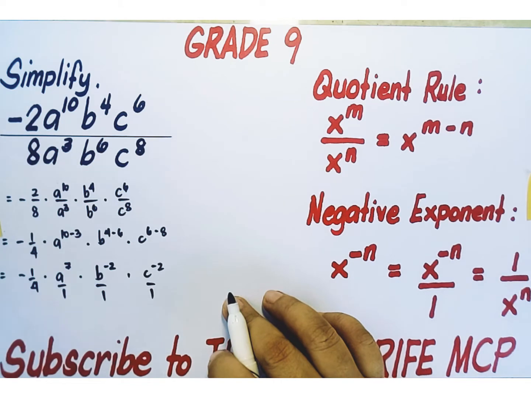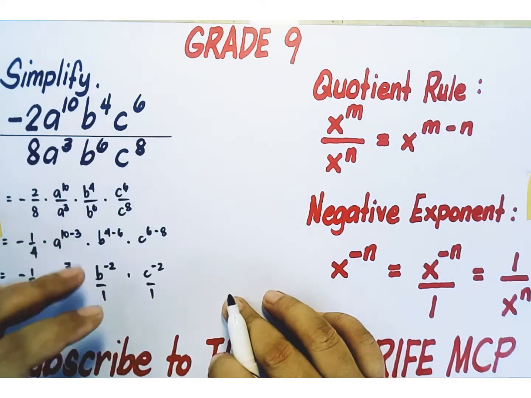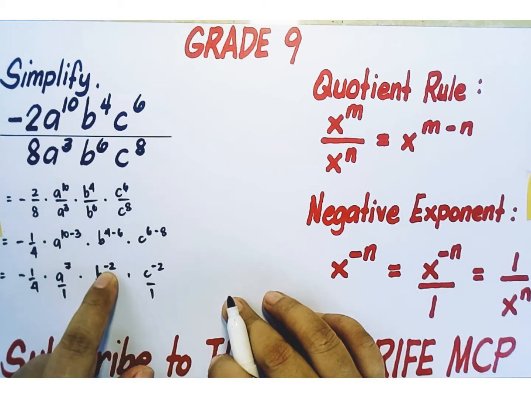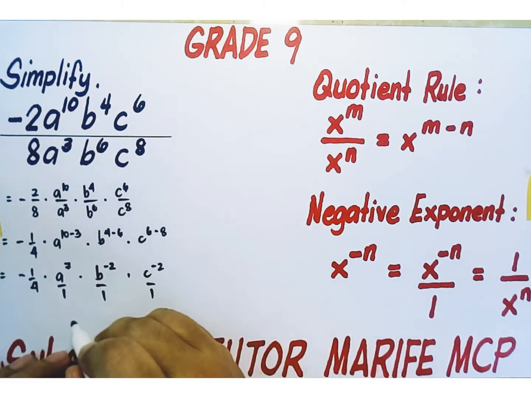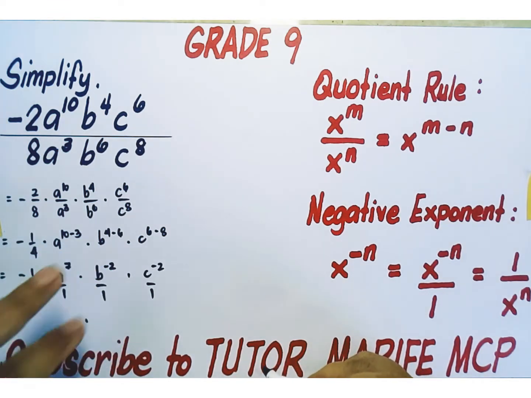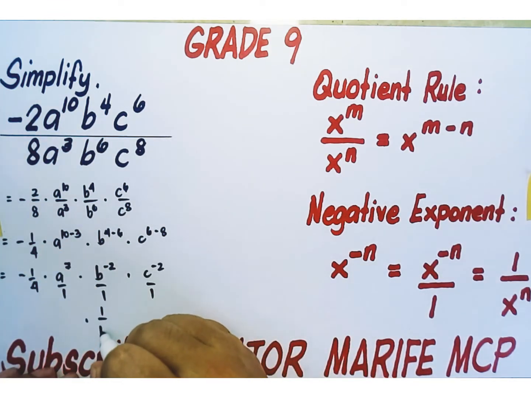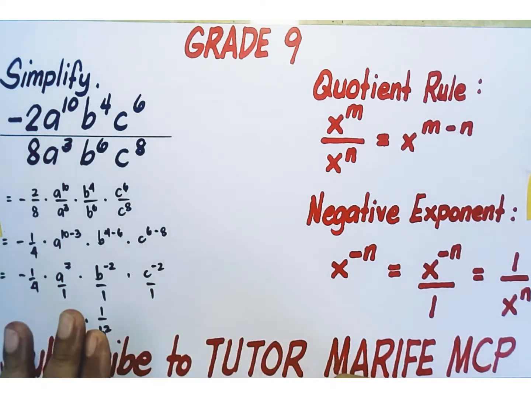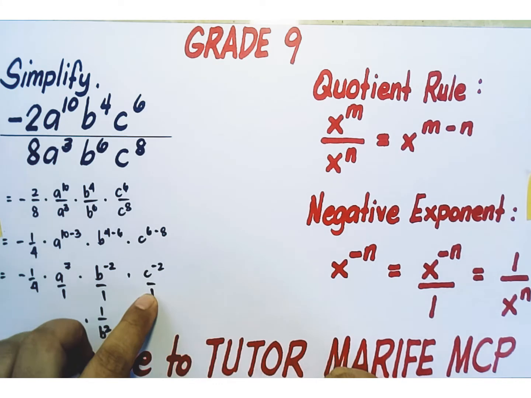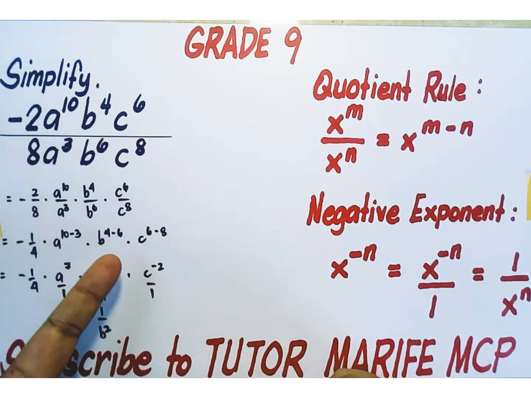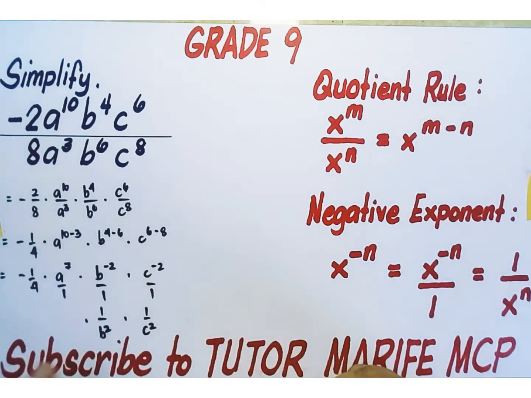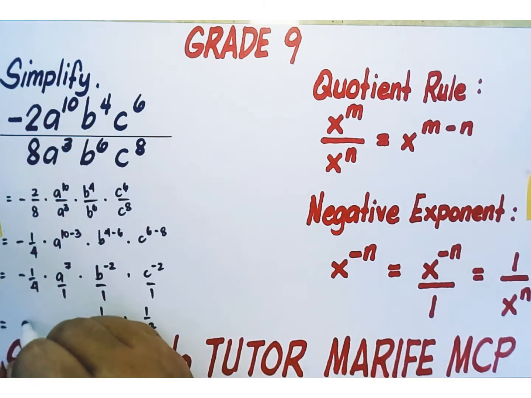Okay, so by the negative exponent rule, we swap the numerator and the denominator to change the negative exponent to a positive exponent. B raised to negative 2 over 1 is equal to 1 over b squared by application of the negative exponent rule. C raised to negative 2 over 1 is equal to 1 over c squared by application of the negative exponent rule. Let's copy this.